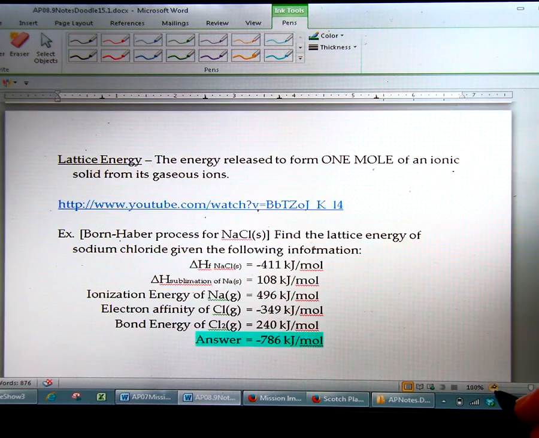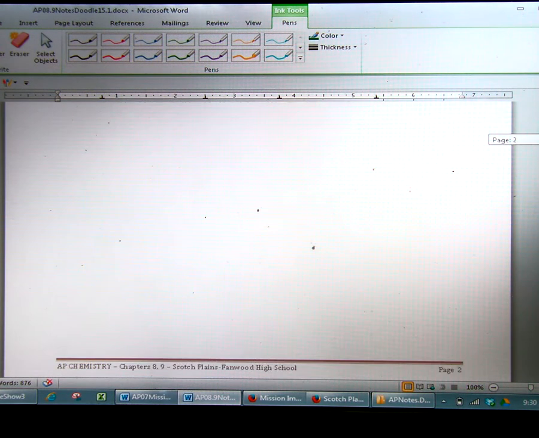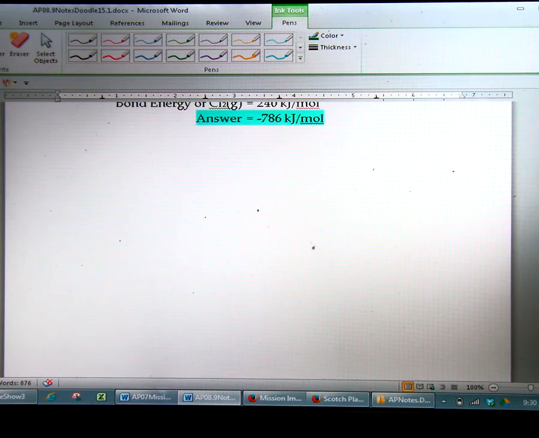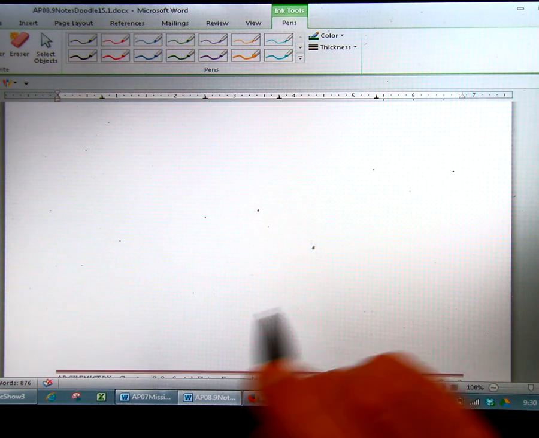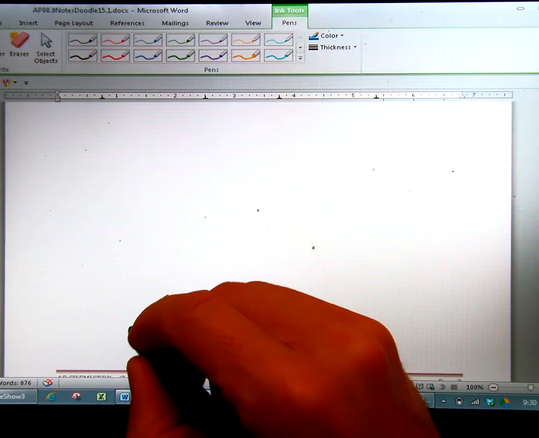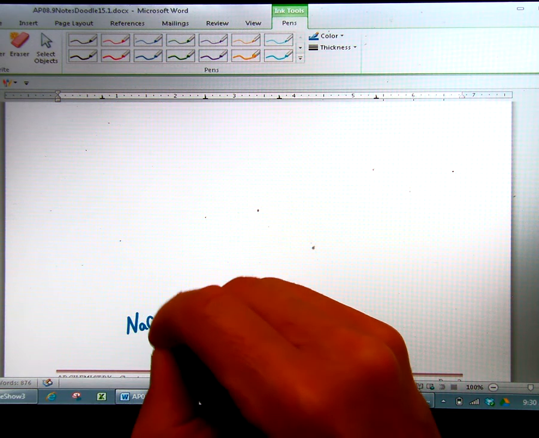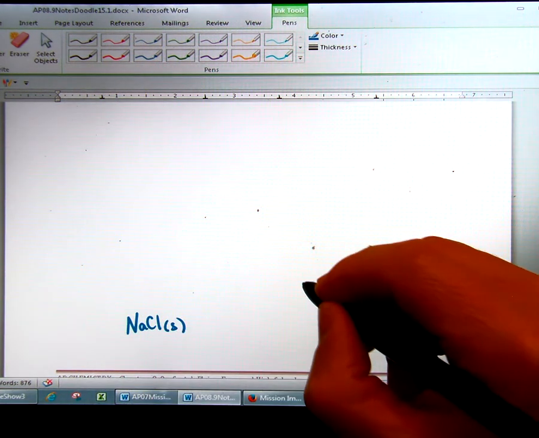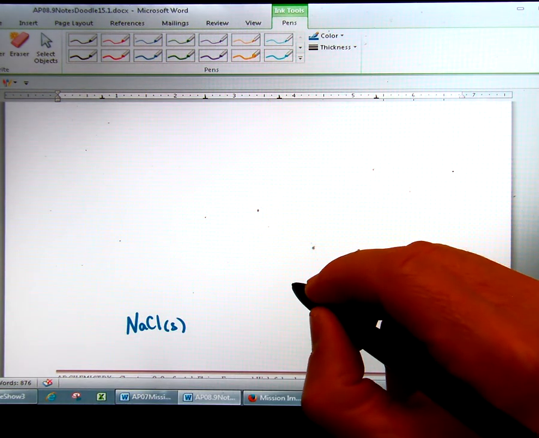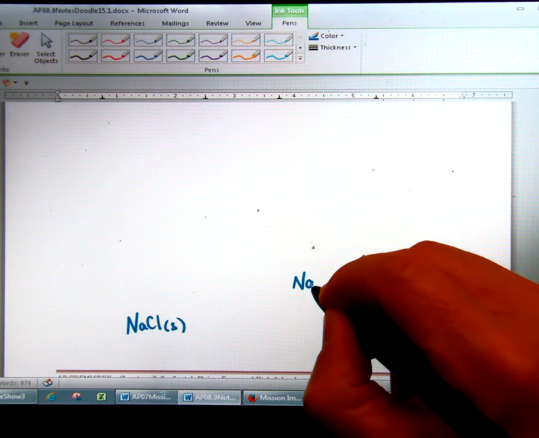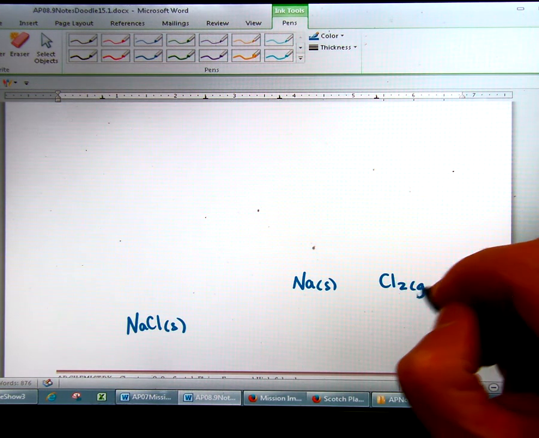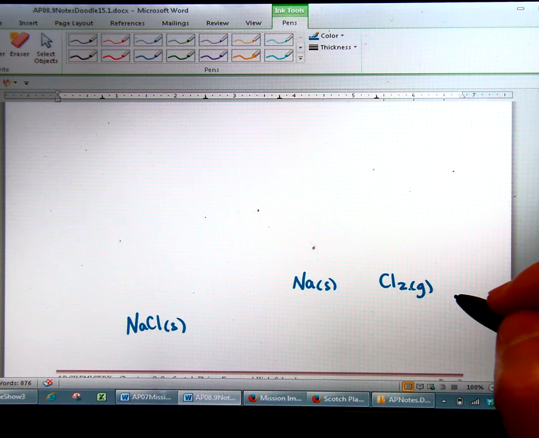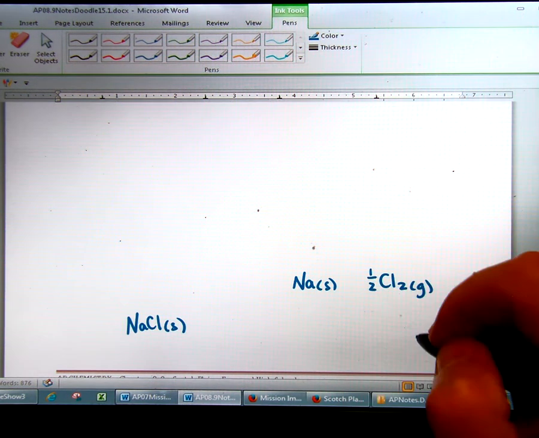I'm going to make this actually a little smaller so we can fit it all here. All right. We're going to start off with writing the salt that we want to form right over here, NaCl. It's a solid. We're going to write down the elements in their standard states from which it is made. It's made from sodium, which is a solid, and it's made from chlorine gas, Cl2. Remember, it's diatomic. But since we only want one chloride, we're only going to need half of a Cl2.